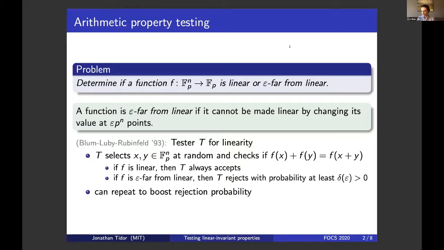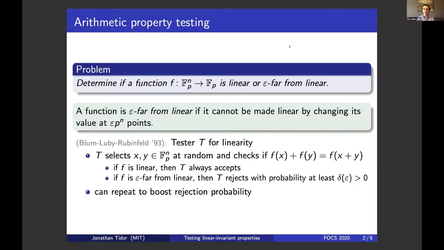So there's a very classical algorithm which solves this problem called the BLR test. And the way the BLR test works is very simple. You have a tester which selects 2 points x and y uniformly at random from the domain, and it checks if f of x plus f of y equals f of x plus y holds. So if f is linear, then by definition, this equation always holds.